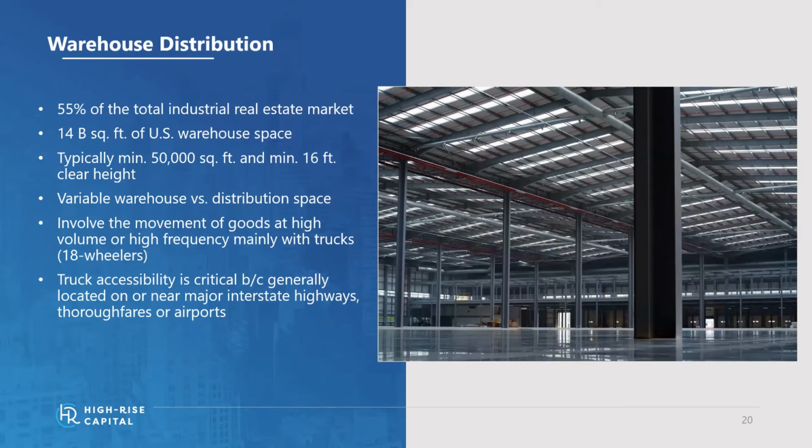So the warehouse distribution is about 55% of the total industrial real estate market. It's about 14 billion square feet of US warehouse space. It's typically a minimum of about 50,000 square feet.